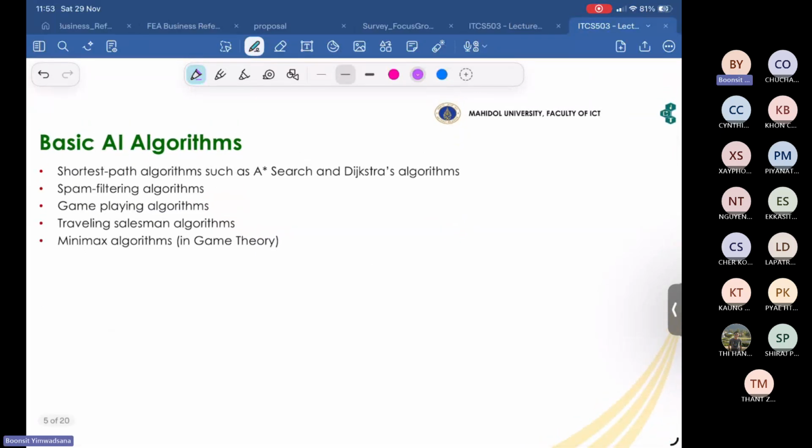But coming back to the basics, AI algorithms tend to use human models or human methods to solve questions. And then when you provide a new input, it can give you the answer. You have learned several algorithms that mimic how humans think. You learned the shortest path algorithm. You learned spam filtering algorithms. You learned game playing algorithms. You learned traveling salesman algorithms. And today, I will teach you a minimax algorithm that I use to play games against another player.